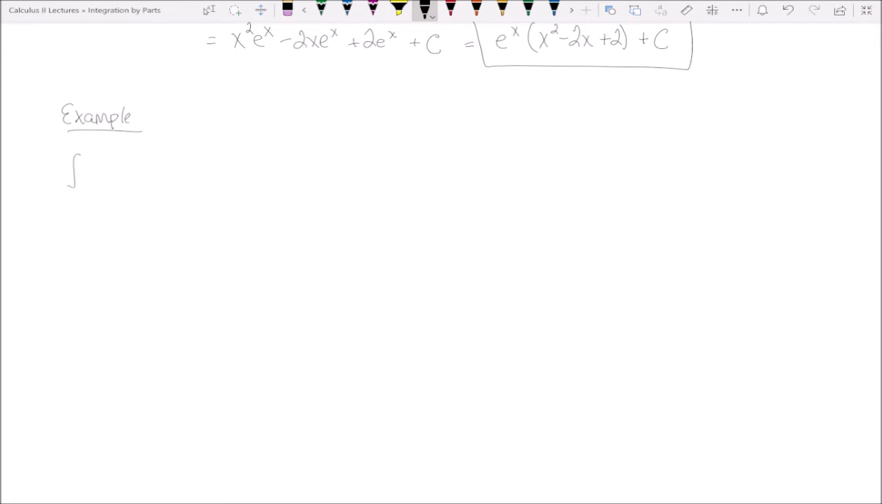Let's now consider the antiderivative of t cubed times e to the t squared dt. Well, what we can do is first rewrite this as t squared times t e to the t squared. So let u be t squared, which would make dv t e to the t squared dt, right? Now du would be 2t dt. And v would now be the antiderivative of t e to the t squared. And so let's do that over here.